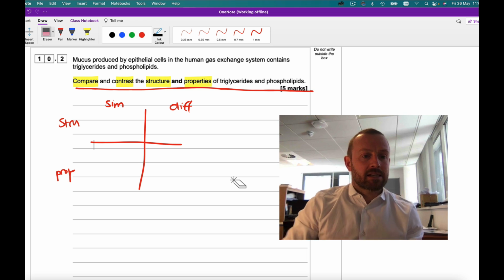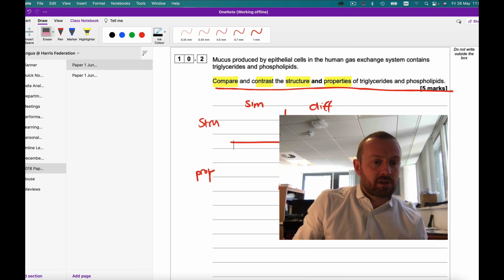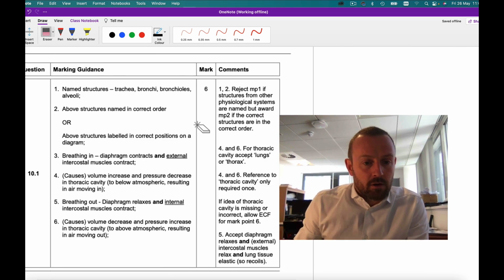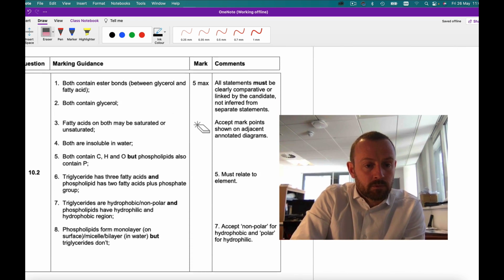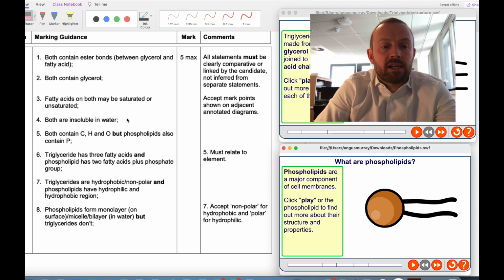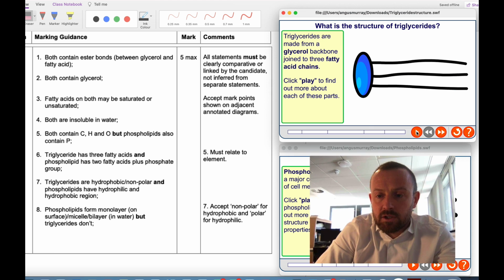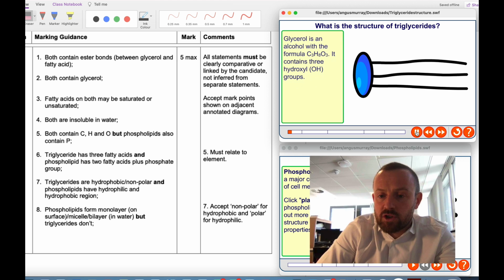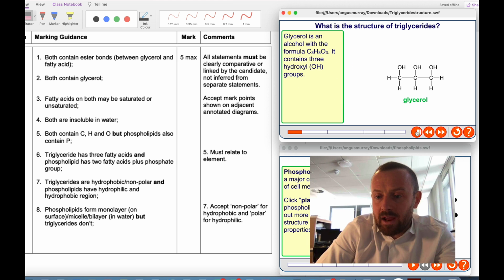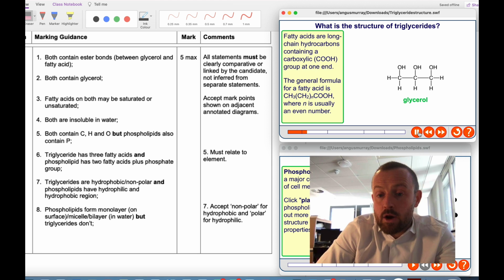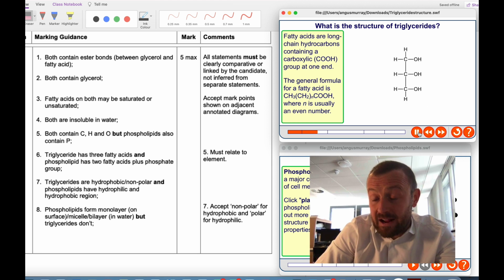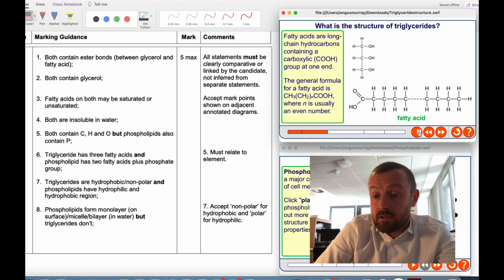Okay, so let's look at the mark scheme and check that's everything that we need to say, and I'll illustrate as well. Okay, so let's go through this. So let's look at the 2 structures here. I'm sure you know this already, but let's just go through it. So triglyceride structure, we have the glycerol, and then we do 3 condensation reactions with 3 fatty acids. So there's a fatty acid.